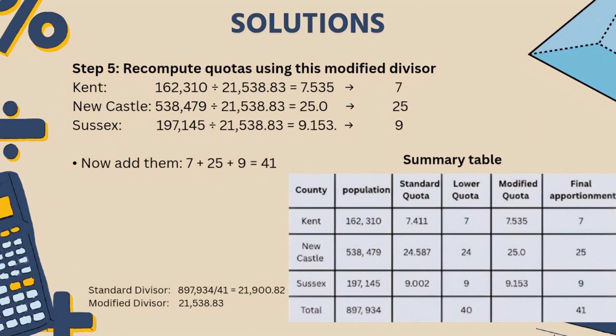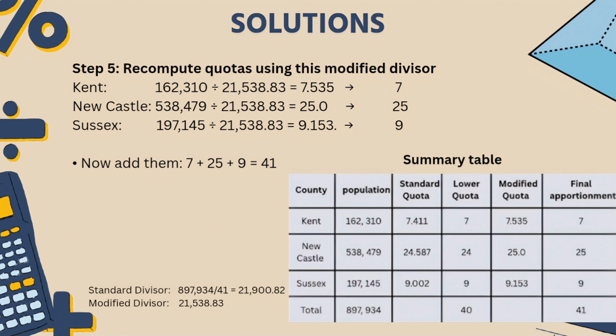Sussex has 197,145 divided by 21,538.83, which equals 9.153, which is also equivalent to 9. Now add them. 7 plus 25 plus 9 is equal to 41.